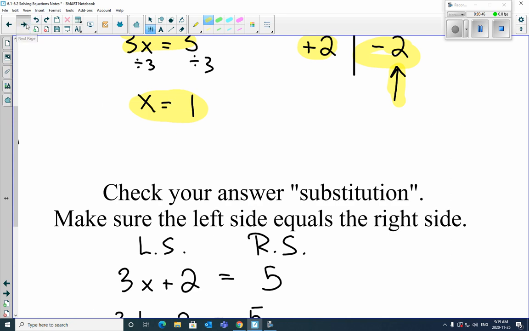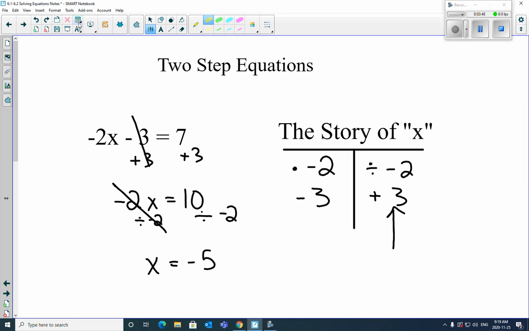Okay. Flip to page 10 that we're working through. This one is negative 2x minus 3 equals 7. Two-step again, but we do the same thing.